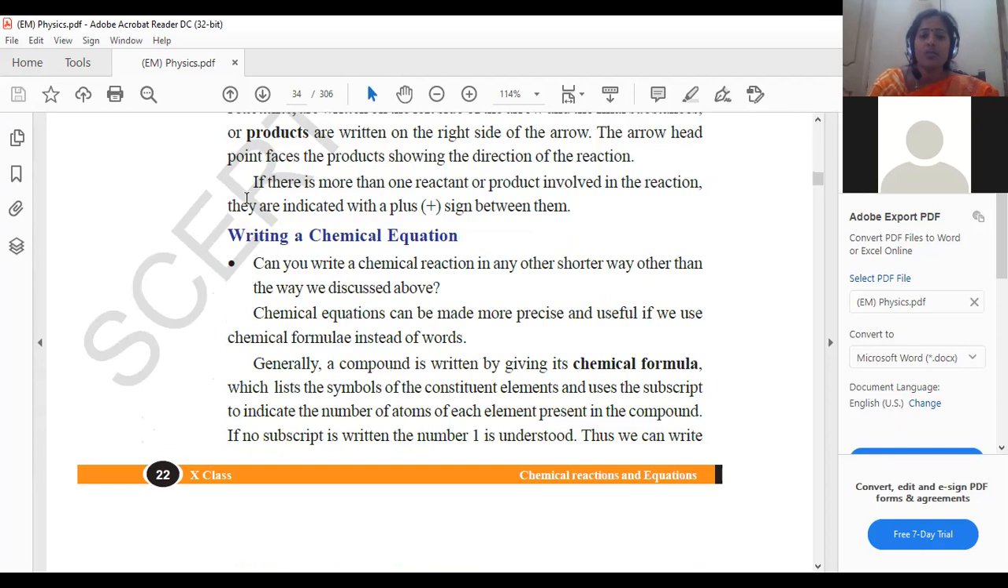Now, let us see some guidelines, some rules in order to write a chemical equation. How can we write the chemical equation? Let us see.